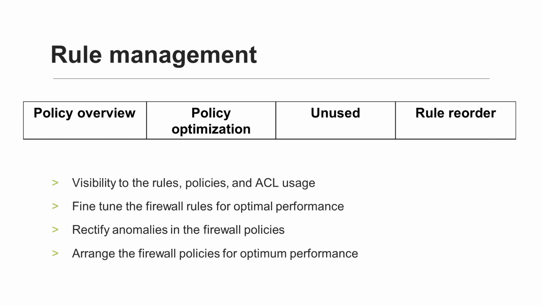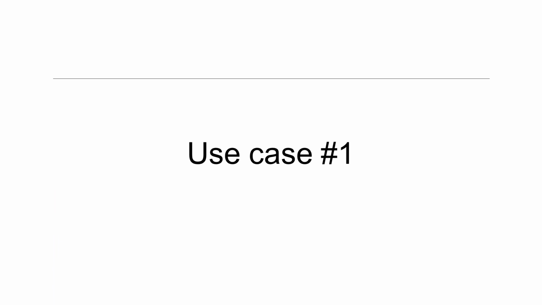Rule management is separated into policy overview, policy optimization, unused, and rule reorder. This gives you visibility to all the rules that you have in your firewall, how many are allowed, how many are denied. So you get complete visibility to your policies. You can also fine tune the rules for better performance. Also, you can get the anomalies out of your policies and you can optimize them. You can also use the rule reorder to arrange the firewall policies in an orderly manner for optimum performance.